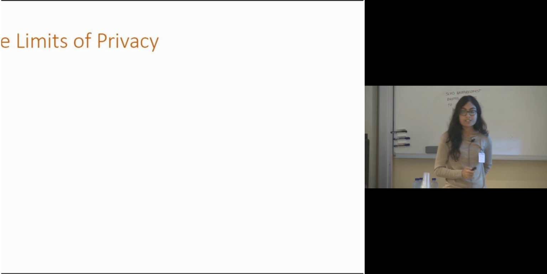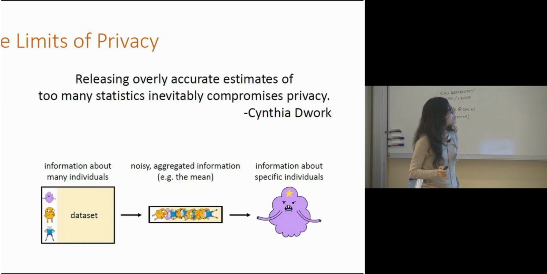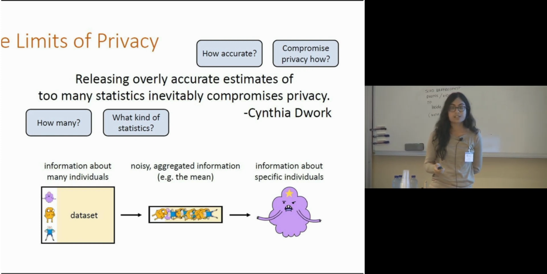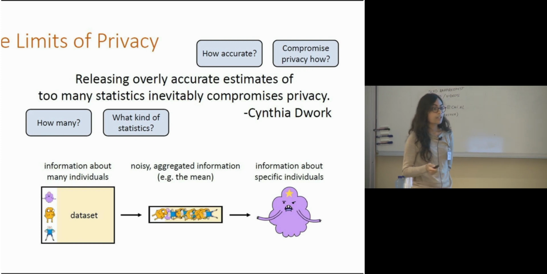Understanding the limits of privacy is a very important question. The question is how many statistics can you release, and what kind of statistics can you release, with what accuracy?